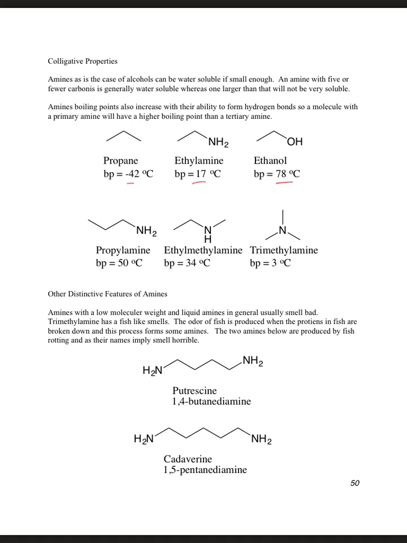So propylamine versus ethylmethylamine: the propylamine has a higher boiling point, and as we go down to trimethylamine, the boiling point lowers even more. Amines as a whole smell bad. When you get 2 amines on there, and we have 2 examples down here, putrescine and cadaverine, they smell even worse.